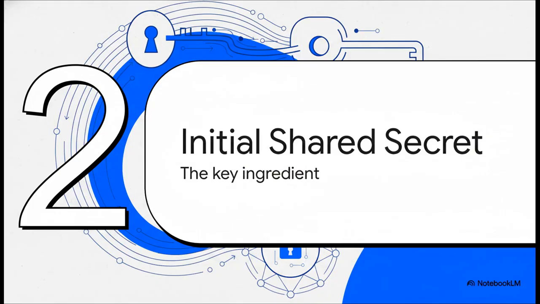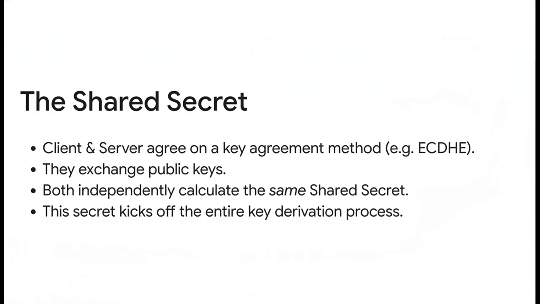You know, every process has to start somewhere, and for all the incredible security that follows, it all hinges on one foundational moment: the creation of a single initial secret that both the client and the server can agree on, without ever actually sending it across the internet. So how on earth do they do that?